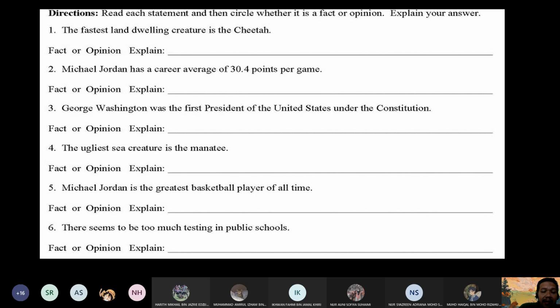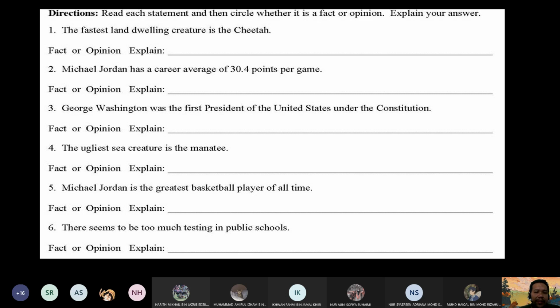And last, there seems to be too much testing in public school. Opinion. Yes, this is opinion, because when we talk about education in Malaysia, some people say there is too much testing for our kids, but some people say this is okay. So it depends on how people perceive it.